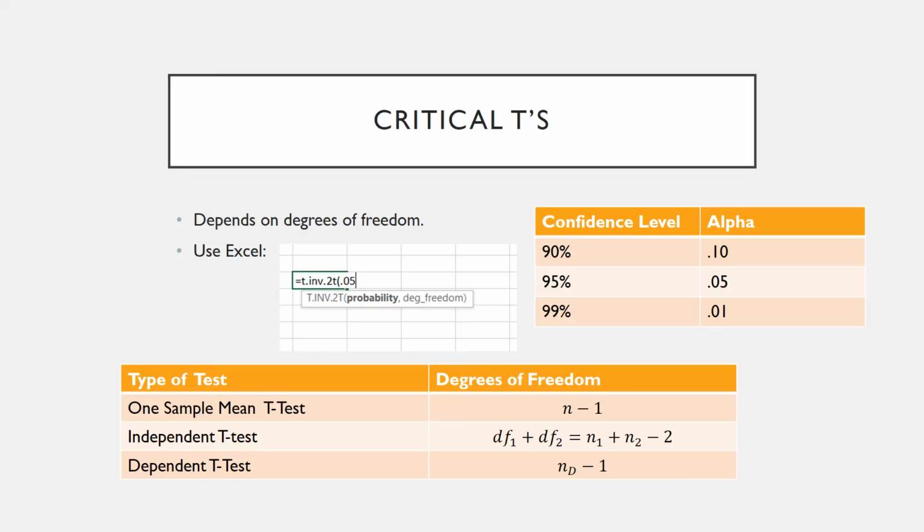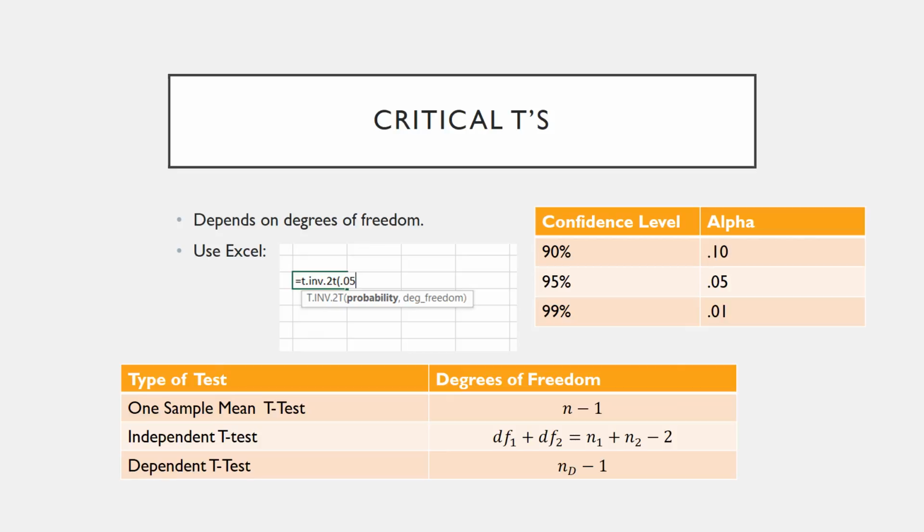So to get that alpha level, it depends on your confidence level. So you take 90% and transform it to a proportion, so that's 0.90. And then you do 1 minus 0.90, and that gives you 0.10, and that's what you're going to put in Excel. If you have 95%, then you change that to 0.95 and do 1 minus 0.95, and then you get 0.05. And if you have a 99% confidence level, you change that to 0.99 and then do 1 minus 0.99 and you get 0.01. So that's what you'd put in the probability part of the function in Excel.